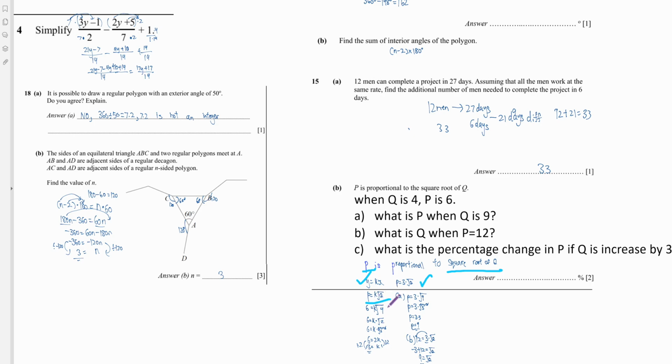Square root and square, you need to differentiate. Square is to the power of 2, top right corner. Then square root is this one. After that, you just put in the number, then you get a K, right?